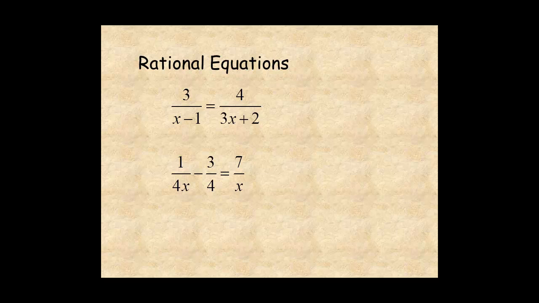The first kind has two terms and is a proportion. You simplify the equation by cross-multiplying. The second kind has more than two terms and is not a proportion. You simplify the equation by multiplying each term by the lowest common denominator of all terms.